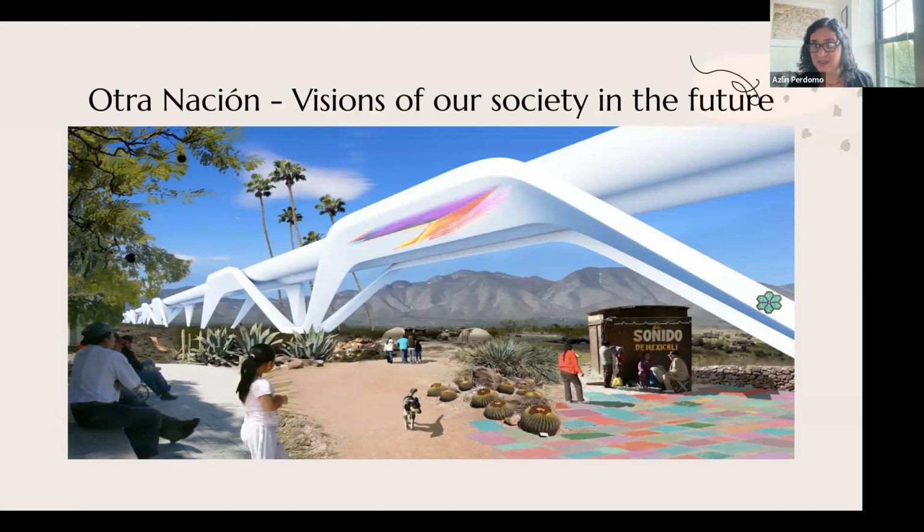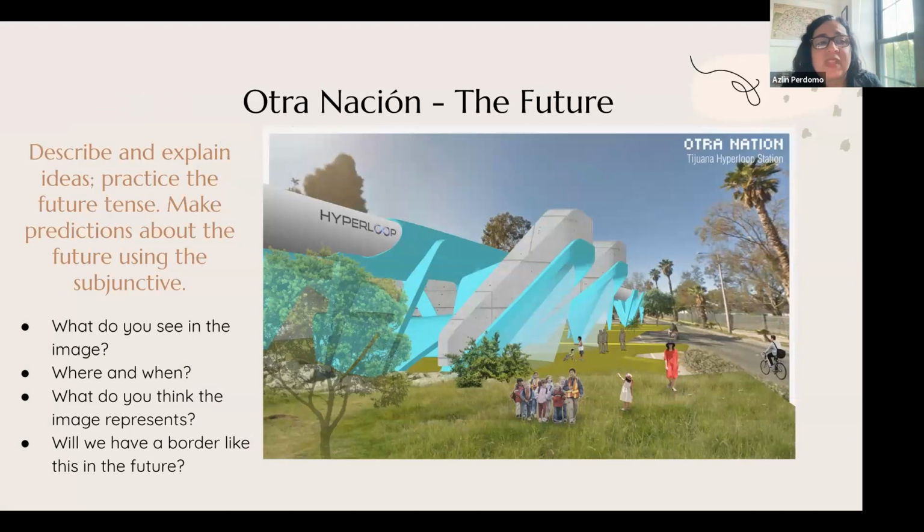So if we move to the next one, these are some of the questions. And again, this is second level Spanish. So they're describing and explaining simple ideas, and they're practicing the future tense by making predictions about the future and by using the present subjunctive. So what do you see in this image?